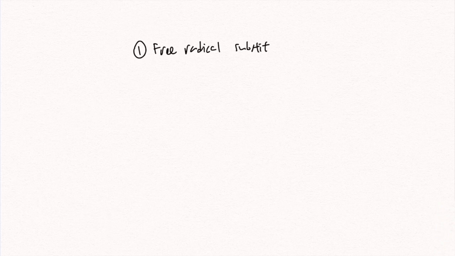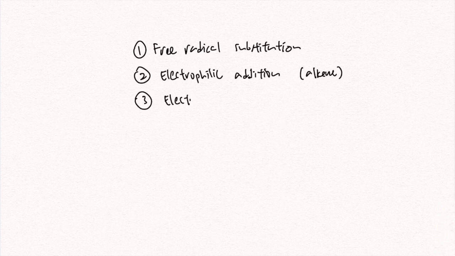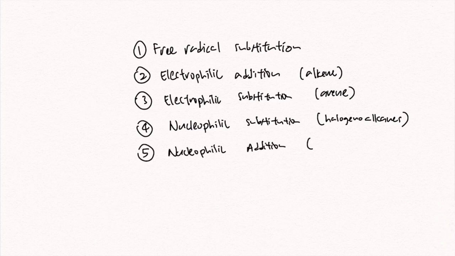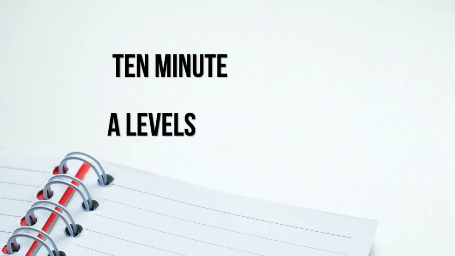Now let me recap the 5 different reaction mechanisms that I've gone through. Firstly, free radical substitution, which is usually for alkanes. Secondly, electrophilic addition, which usually occurs with alkenes. Thirdly, electrophilic substitution, which usually occurs with arenes. Fourth, nucleophilic substitution, which usually occurs with halogenoalkanes with the SN1 and SN2 reactions. And lastly, nucleophilic addition, which usually occurs with carbonyl groups, which is basically ketones and aldehydes. Do remember that it's very important for us to know how to draw all these 5 reaction mechanisms, as this is commonly tested in the A-levels.